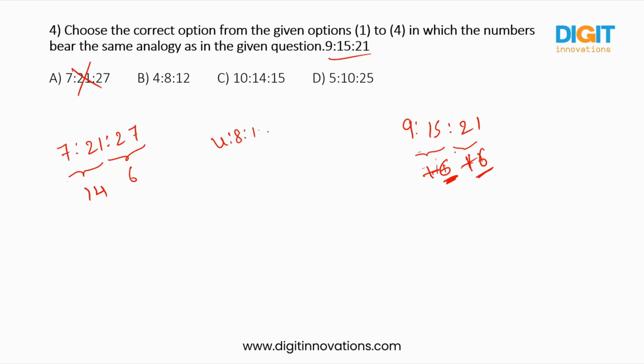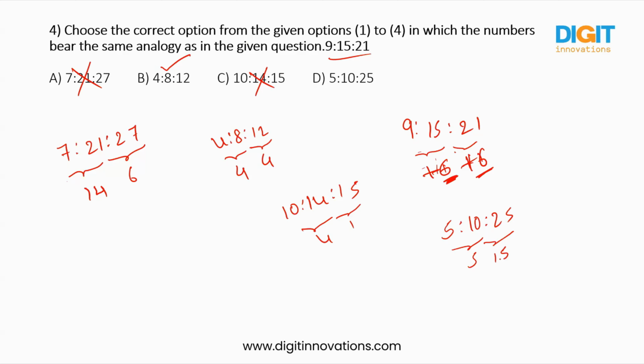When it comes to B, 4 and here also 4. Yes, it follows the pattern. It might be the option. Let us check the other options also. 10, 14 and 50, 4 and here 1. Doesn't follow the pattern. When it comes to option D, here 5 and here it is 15. Doesn't follow the pattern. So option B is the answer.